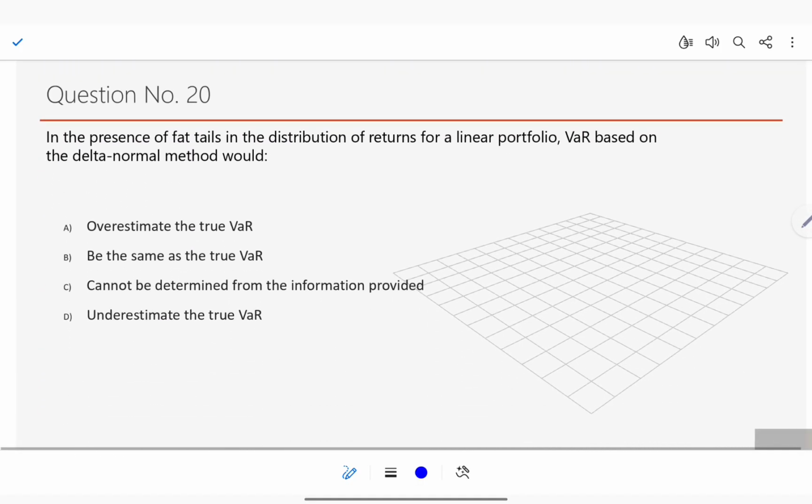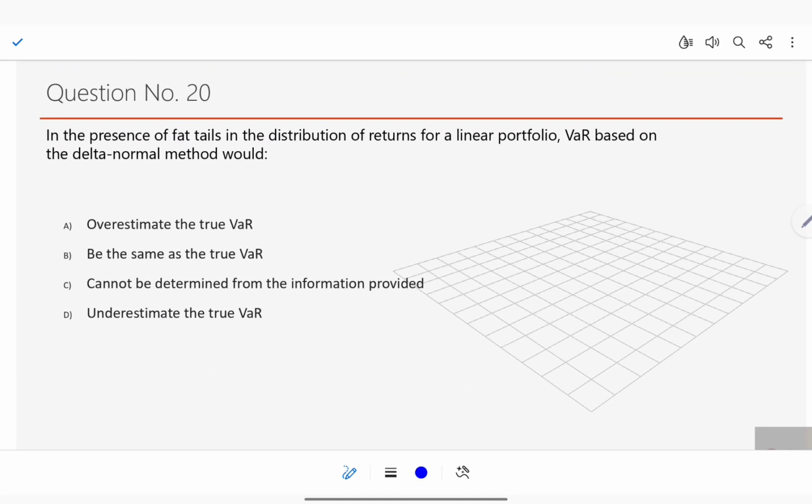Coming to the last question for the day, the round up here. Then I will continue on the next. I'll put the link of my previous videos on the link above. So the question is: in the presence of fat tail in the distribution of the return for the linear portfolio, VAR based on the delta model method would.